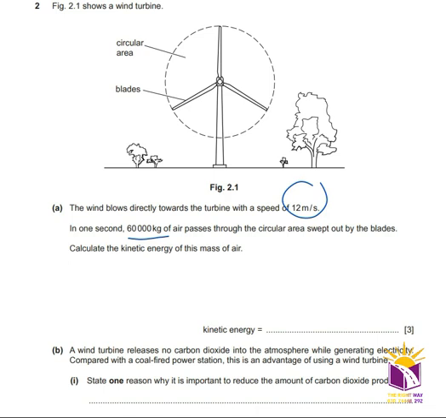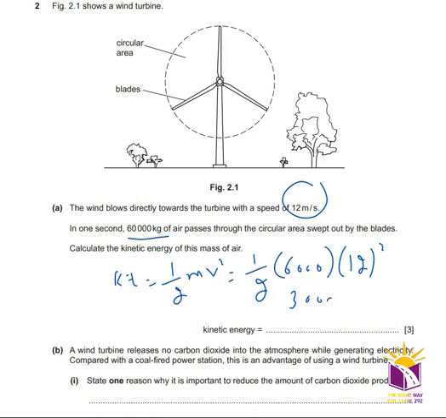Calculate the kinetic energy. We know that kinetic energy is equal to 1 by 2 times m v squared, which is equal to 1 by 2 times 60 multiplied by 12 squared, which will be equal to 30 multiplied by 144. 12 squared is equal to 144.